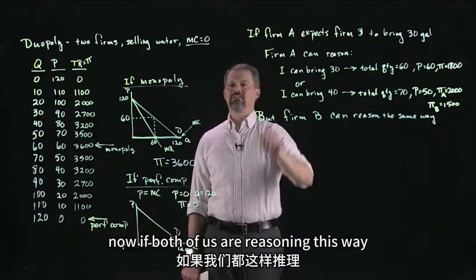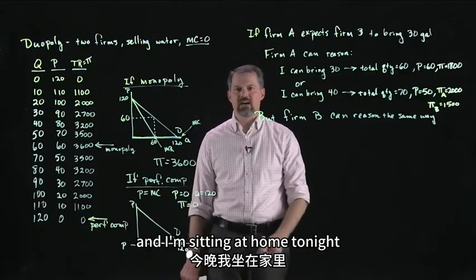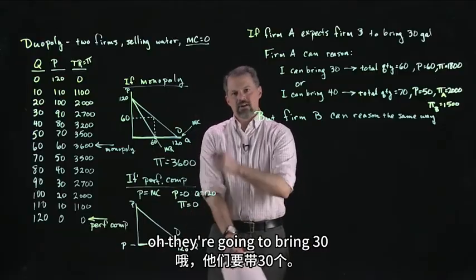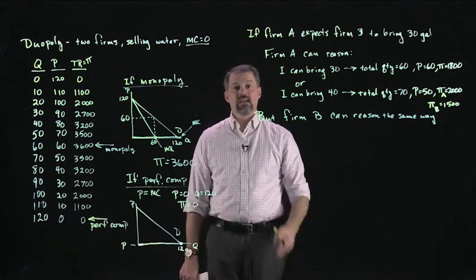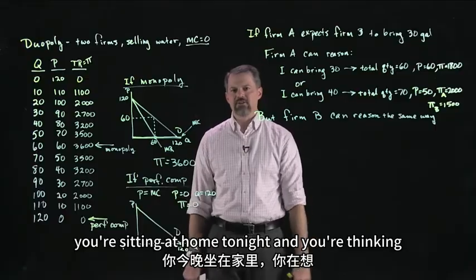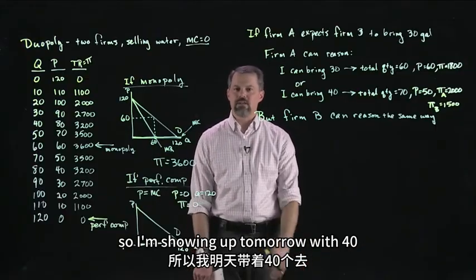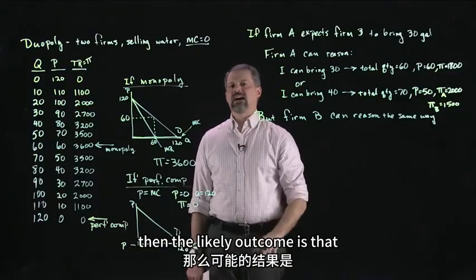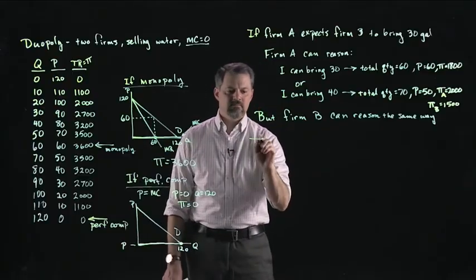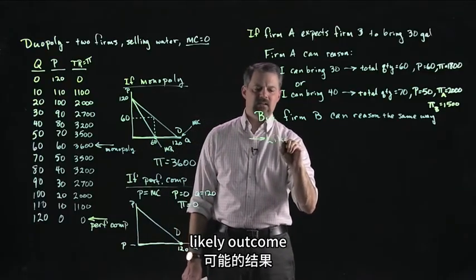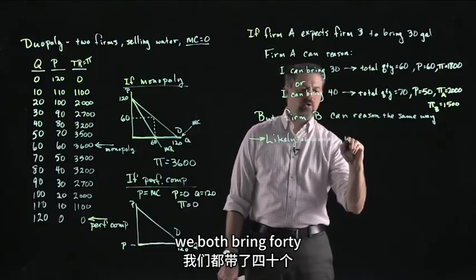Now, if both of us are reasoning this way, you're sitting at home tonight and I'm sitting at home tonight and I'm thinking, oh, they're going to bring 30, so I'm showing up tomorrow with 40. And you're sitting at home tonight and you're thinking, oh, Dr. Azevedo is going to bring 30, so I'm showing up tomorrow with 40. Then the likely outcome is that we both show up tomorrow with 40. We both bring 40.